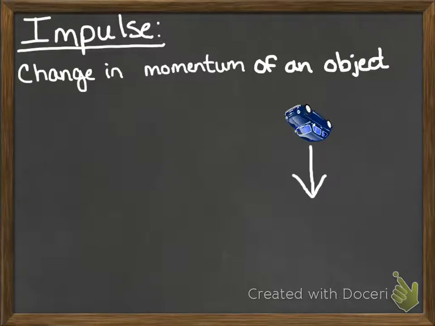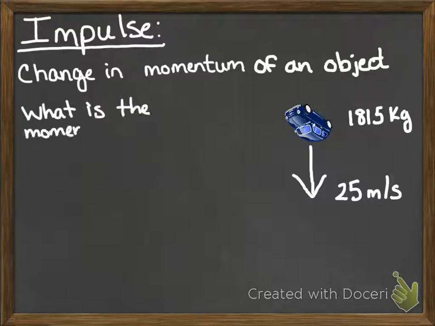So let's look at this car. Let's say that I have this car and it is falling at a speed of 25 meters per second. Let's say it's not changing its speed, it's just 25 meters per second. That's the speed that it's falling. We'll say that that's the terminal velocity of that car. And let's say that the car has a mass of 1,815 kilograms.